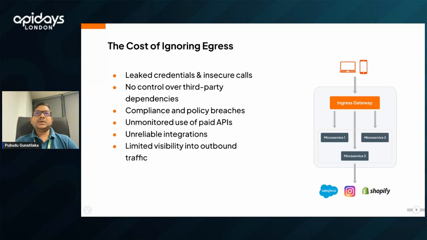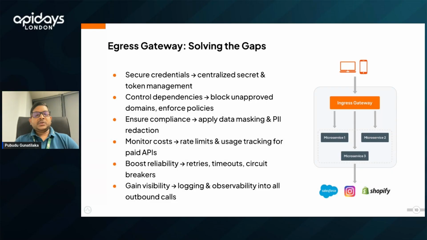You don't know which APIs have been paid for and what their consumption is. And there can be unreliable integrations that you don't have a clear view of. So this limited visibility basically adds more trouble to your existing API management systems. This is where egress comes into the picture, where it can secure your credentials.